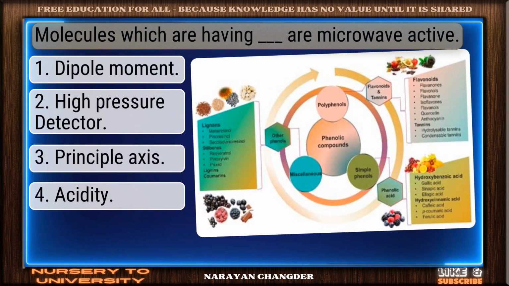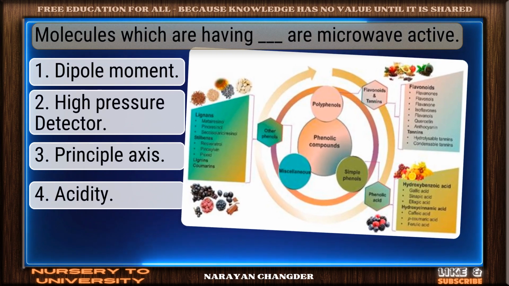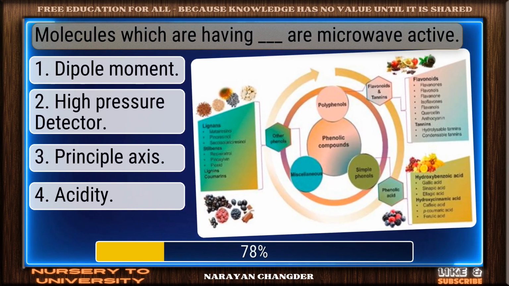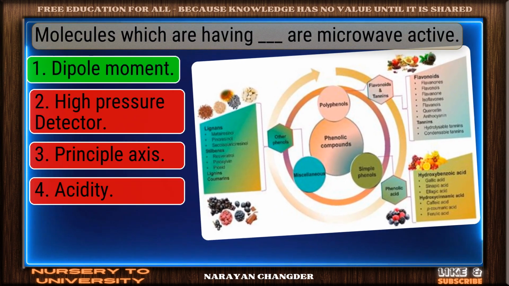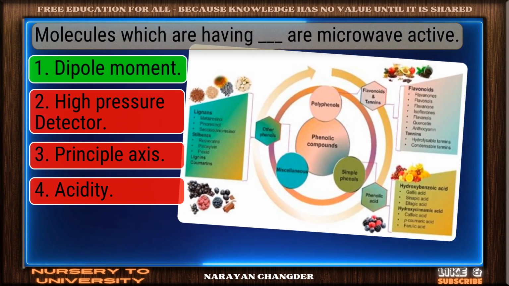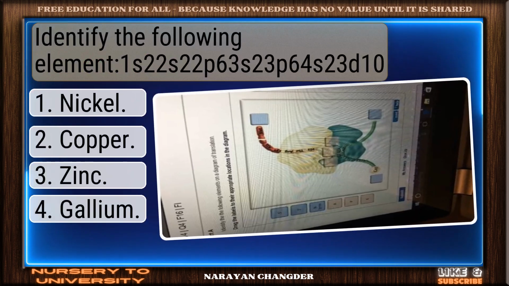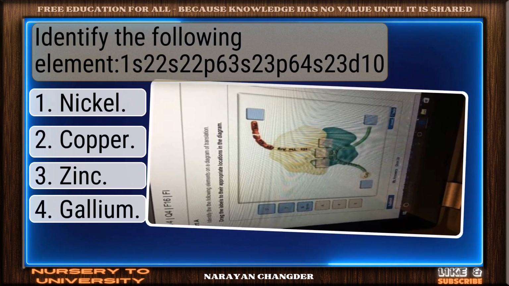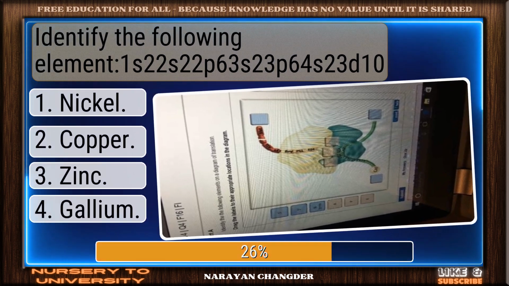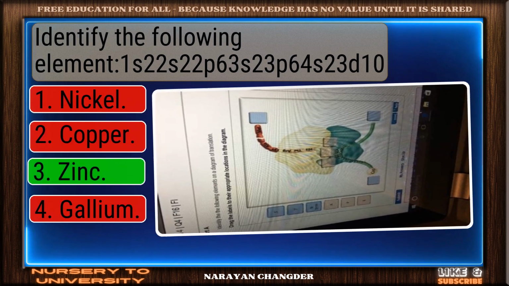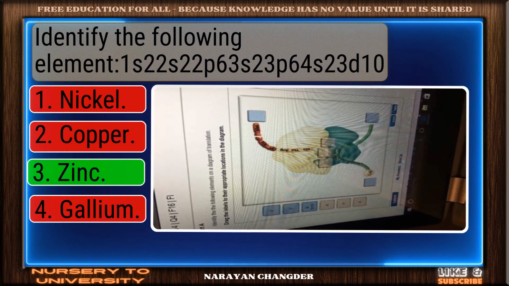Molecules which are having dash are microwave active. Exactly. Dipole moment makes sense and it is the right choice. Identify the following element. The configuration is 2p6 3s2 3p6 4s2 3d10. You chose zinc and it is correct.